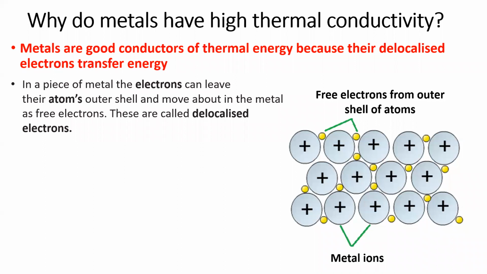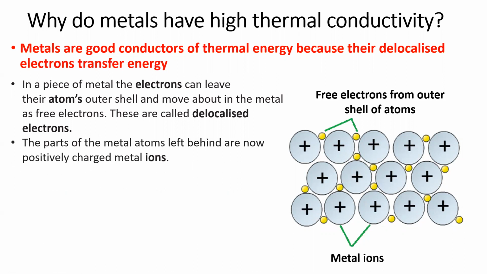What does it actually mean though? Well, in a piece of metal, the electrons can leave their atom's outer shell, and then they move about in the metal as free electrons. And we call these free electrons delocalized electrons. So you can see in this diagram that the electrons have left the outer shell of those metal atoms. And what you've got left behind are positively charged metal ions. They're positively charged because they've lost electrons from their outer shell.